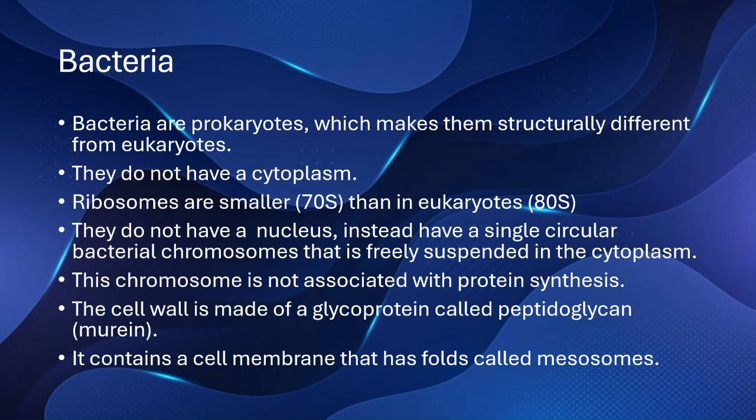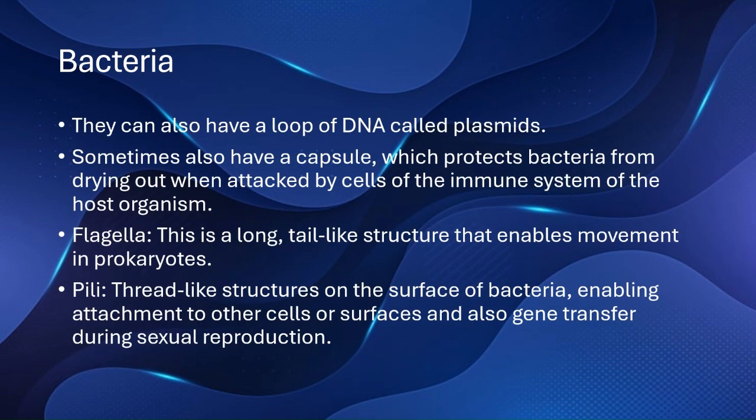It also contains cell membrane that folds, and these folded sections of the cell membrane are called mesosomes. They can also have a loop of DNA called plasmids. So these are just different features you are probably familiar with from GCSE and also topic 3. So if you do want to revise topic 3, it's already been posted. So do have a look at that.